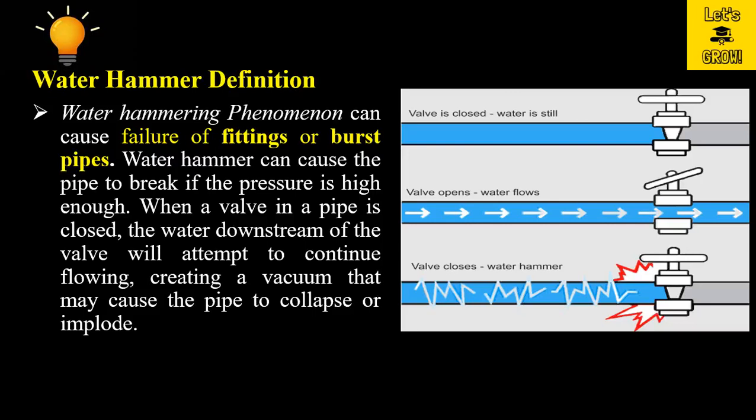Water hammering phenomena can cause the failure of fittings or the bursting of a pipe. So what are the negative effects of water hammer? It can cause the failure of your pipe fittings, or if the pipe material is not sufficient to take that pressure, then the bursting of the pipe can also happen. The water hammer can cause the pipe to break if the pressure is high enough. When a valve in a pipe is closed, the water downstream of the valve will attempt to continue flowing, creating a vacuum that may cause the pipe to collapse or implode.